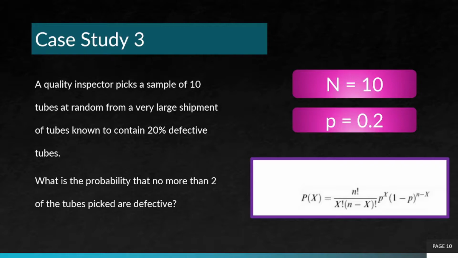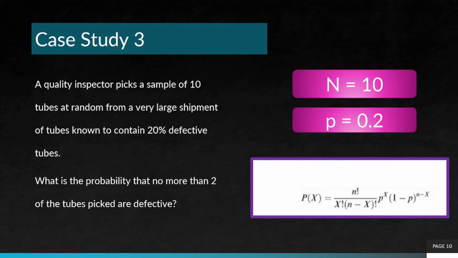So here the number of trials is 10, the probability is 0.2, and no more than 2 of the tubes picked are defective. That means we can have 0 tubes becoming defective, that means no defectives, 1 tube becoming defective and 2 tubes becoming defective. So that's our case study.